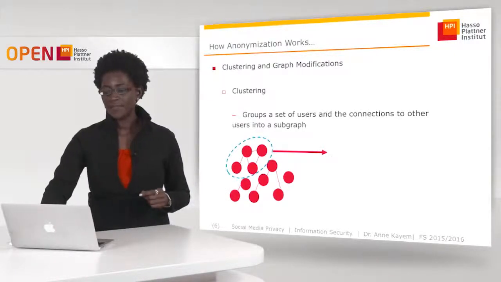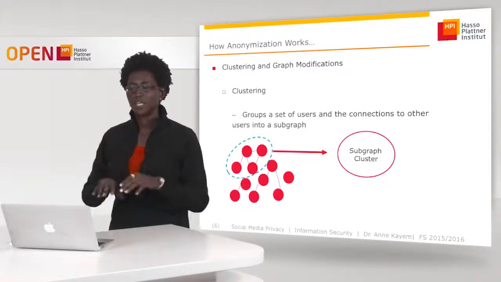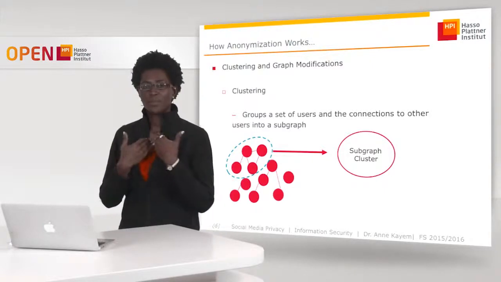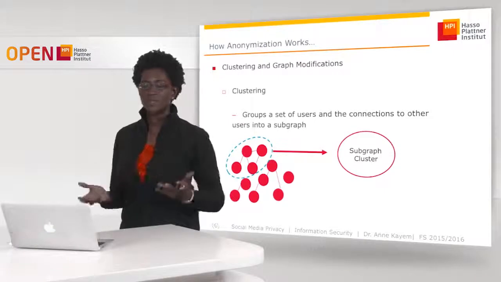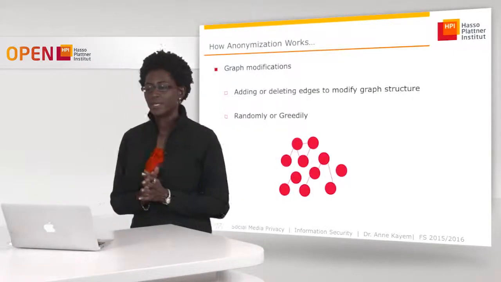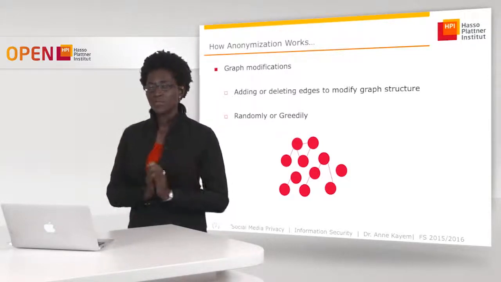Okay. And then basically what you have then is that this subgraph cluster should appear as some group that you know about, but that everybody else who is outside of your profile does not know about. Okay. So that was clustering.